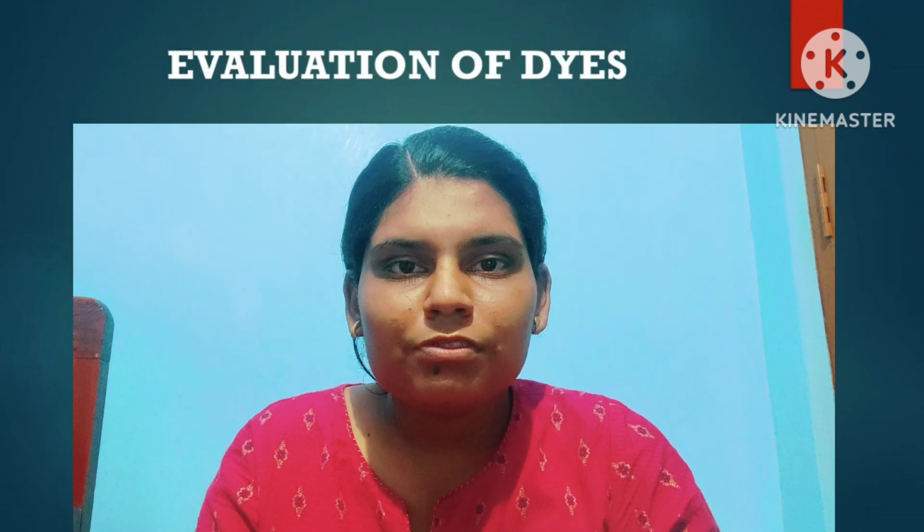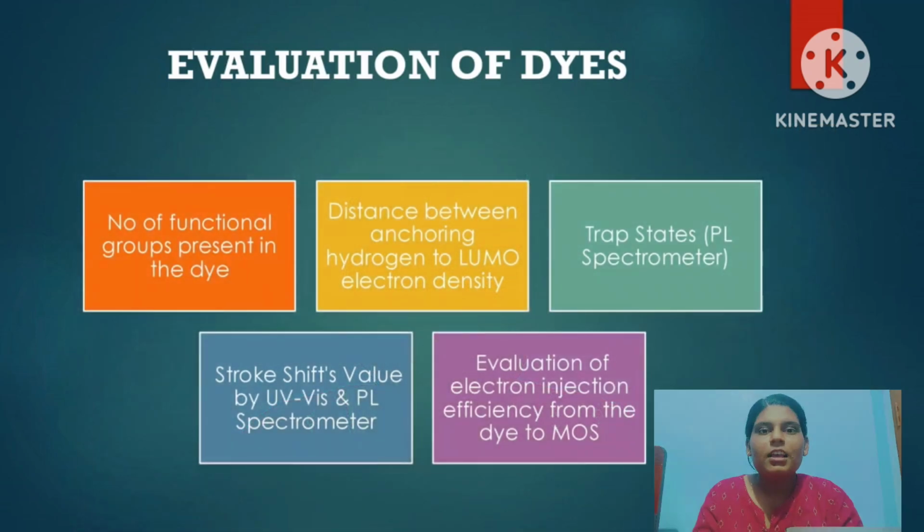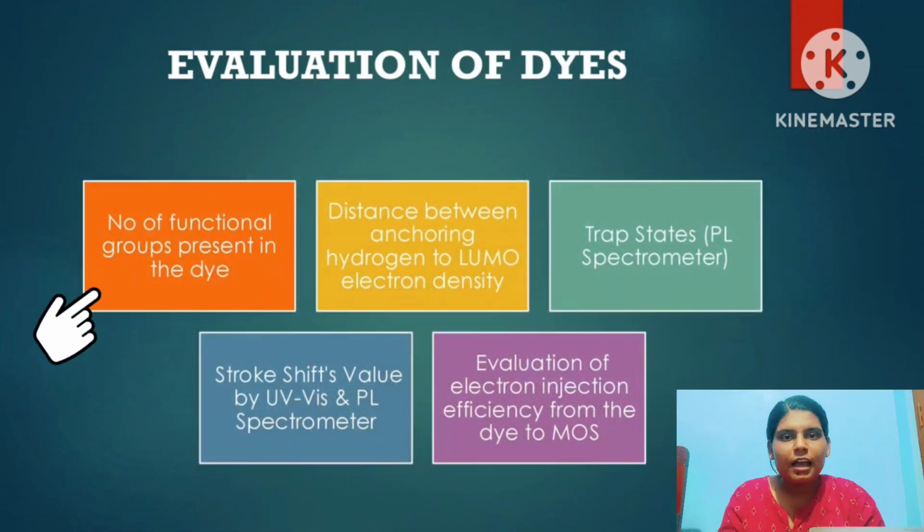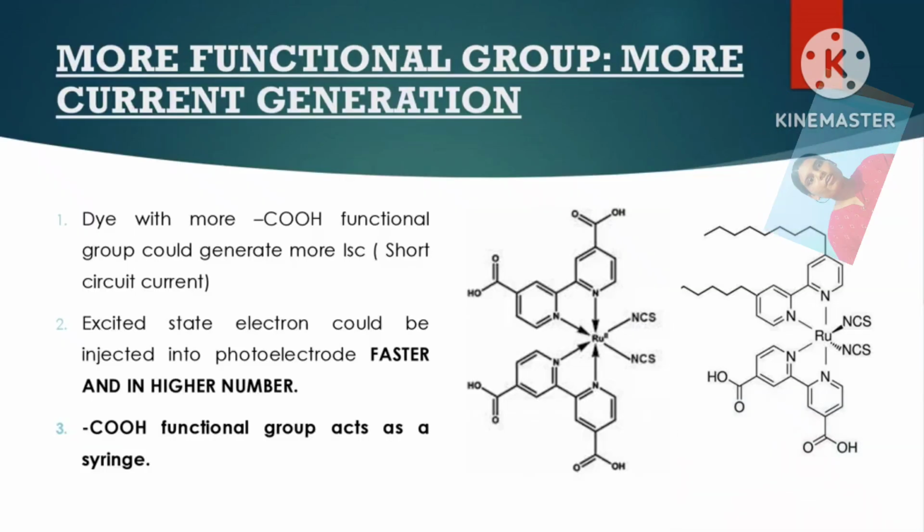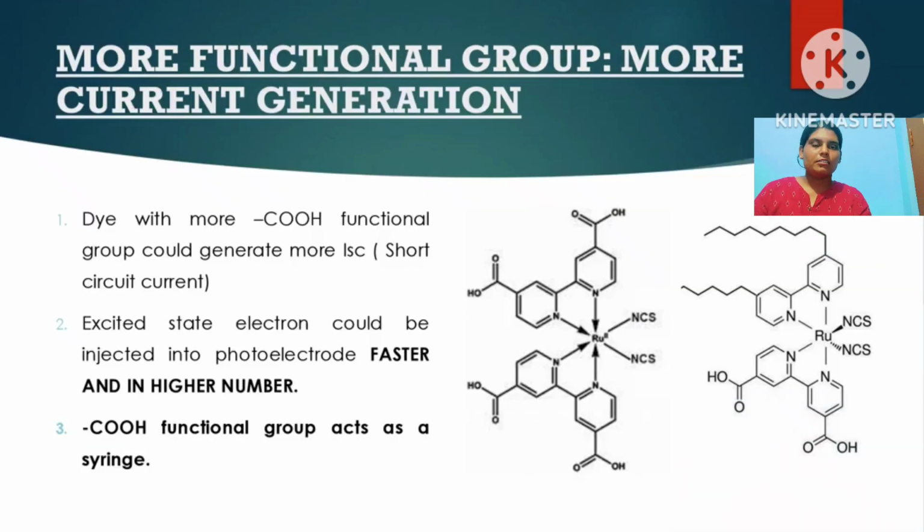So the evaluation of dye has key factors such as the number of functional groups present in the dye, the distance between the anchoring hydrogen and the LUMO electron density, the trap states and the Stokes shift value, and also the electron injection efficiency from the dye to the MOS. Here we can see two ruthenium-based dyes in which the first dye has 4 functional groups and the second one has 2 functional groups.